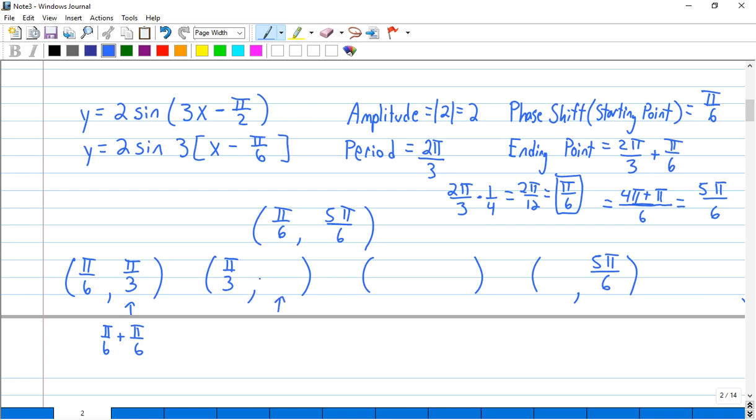And so now this next point is going to be pi over 3 plus that same width, pi over 6. So that's going to be 2 pi over 6 plus 1 pi over 6 is 3 pi over 6, or pi over 2. And then this value here is going to be 3 pi over 6, or pi over 2, plus pi over 6, that same width. That's 4 pi over 6, or 2 pi over 3.